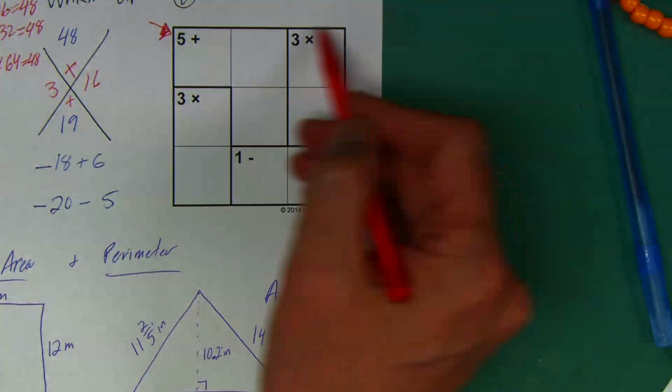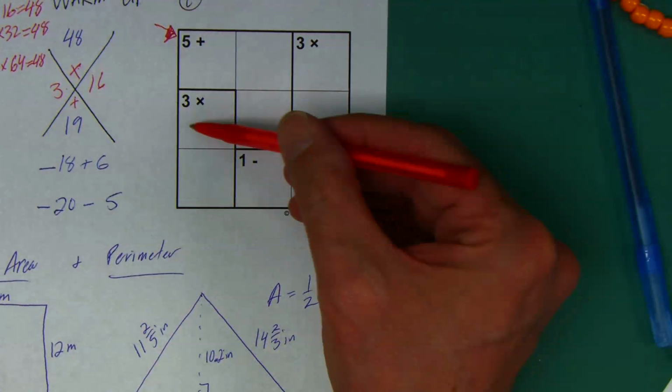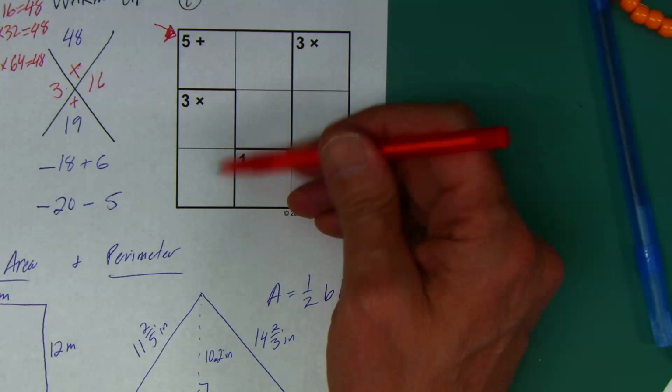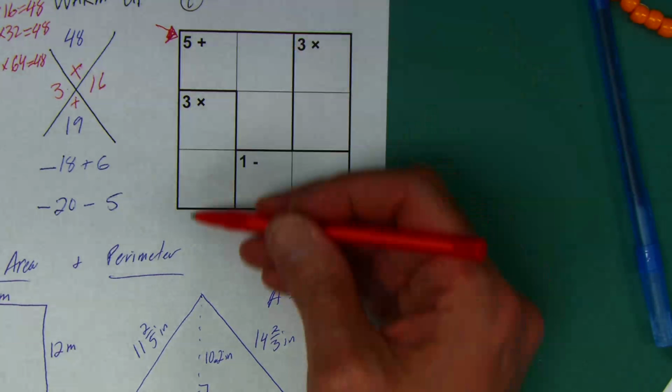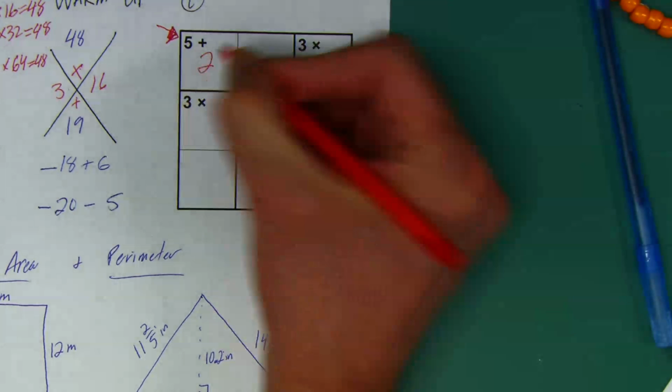Well, this doesn't tell me much. But this, I know one of these has to be a 1 and the other has to be a 3. I cannot have a 2 in either of these boxes, but I need a 2 in this column. That's why we're starting there. That has to be a 2.